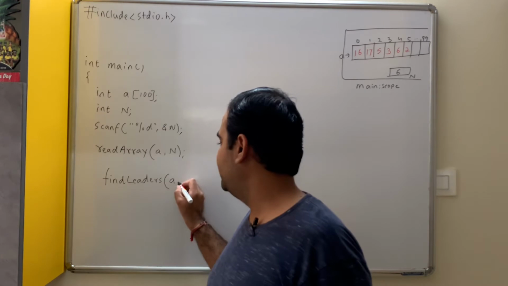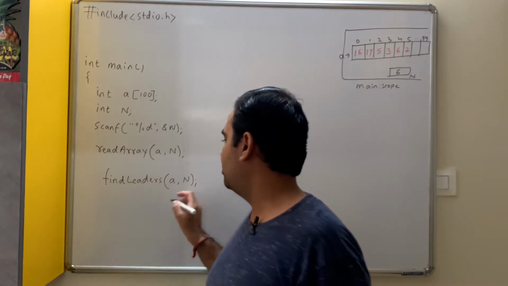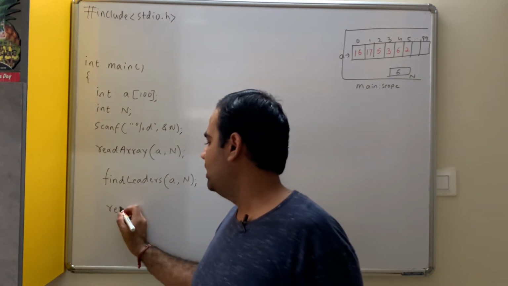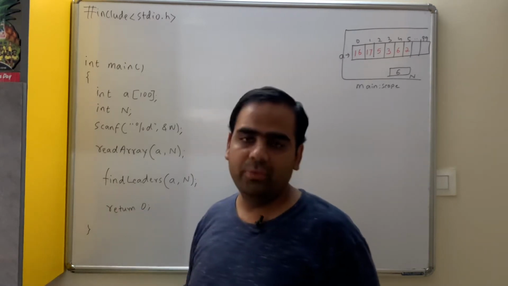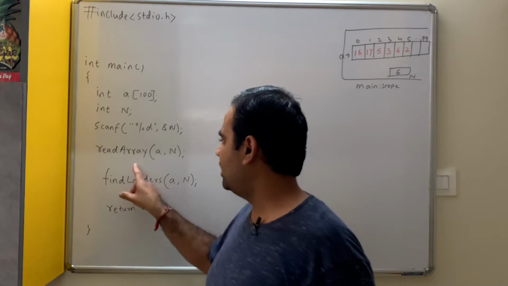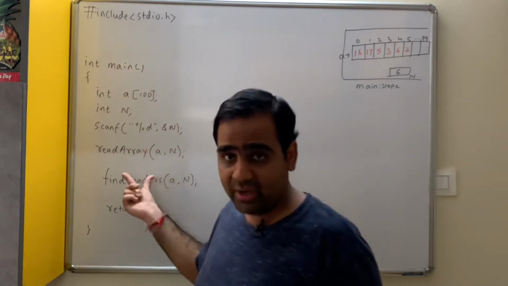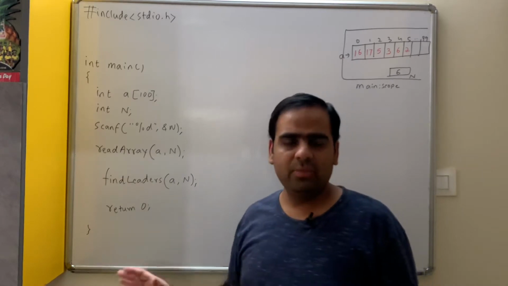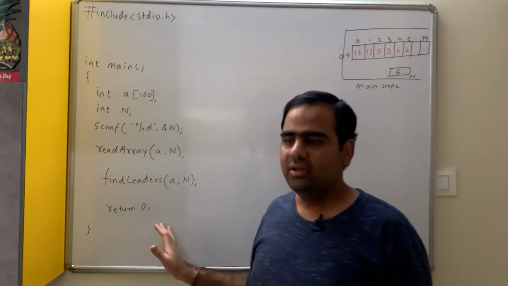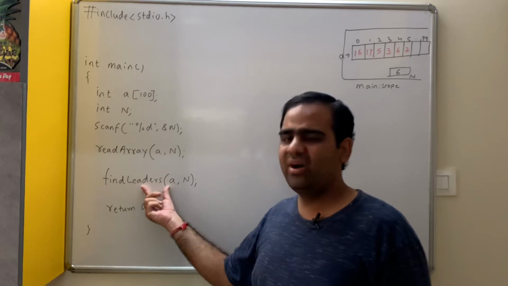I say find leaders of a comma n, because the function does not return anything. We say the return type is void, and return 0 stops the main. And I want you to write appropriately the prototype of the read array and the find leaders function. Is that okay? Please pause the video and make a note of it. Then we will see how we write the find leaders function.